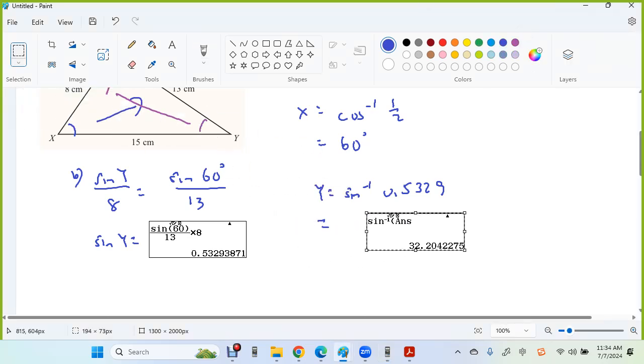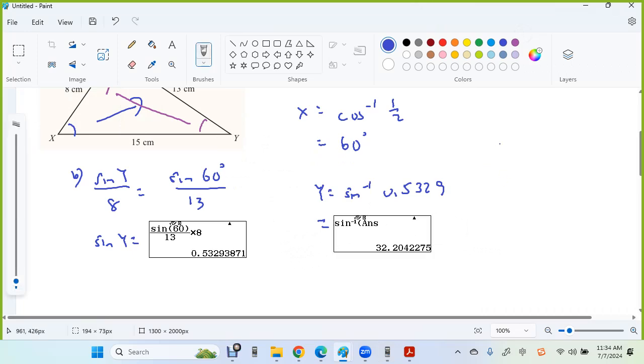So it is 32.2. Then the z will be 180 minus 60 minus 32.2. Then we have 87.8 degrees.